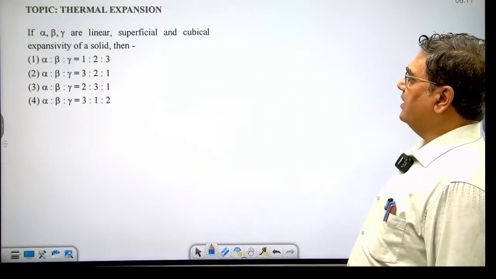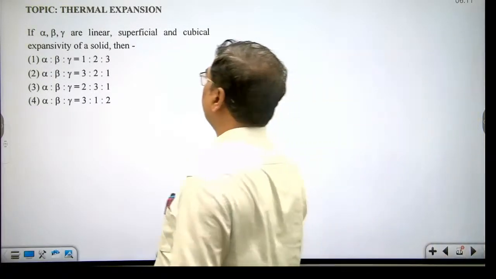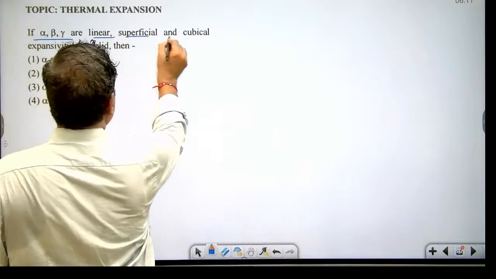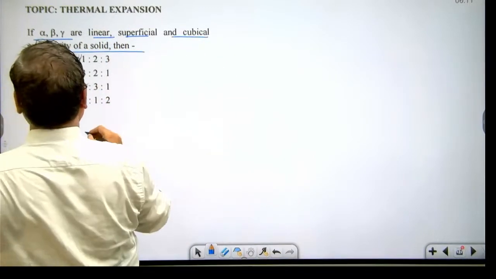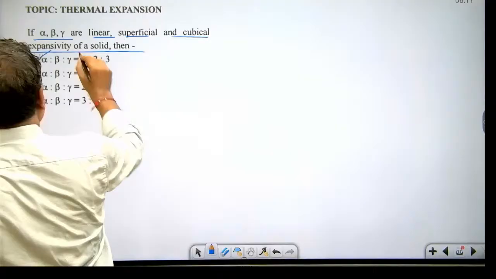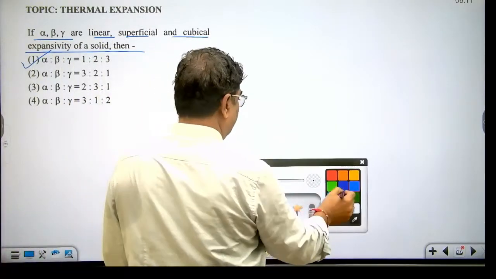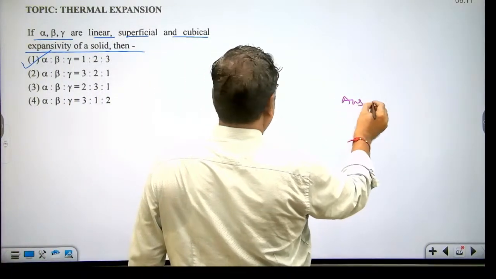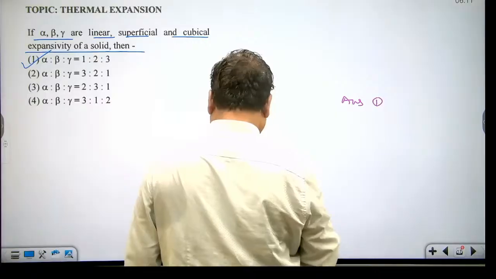If alpha, beta, gamma are linear, superficial and cubical expansion of a solid, then alpha : beta : gamma equals 1:2:3. This is a standard result. Out of 4 choices, the correct choice is option 1.